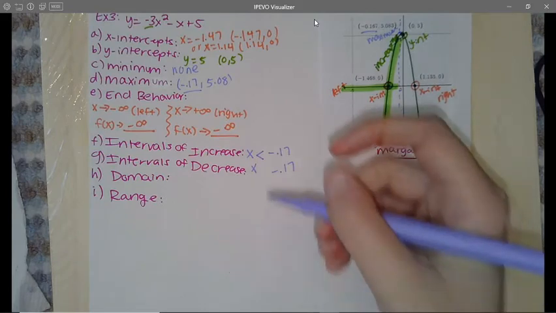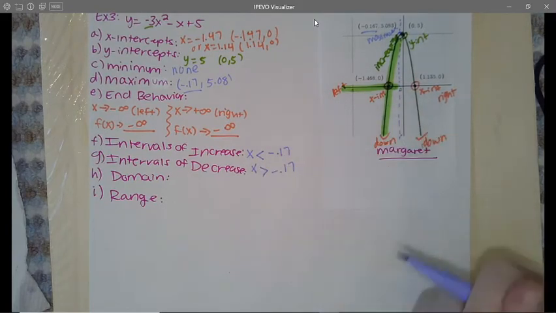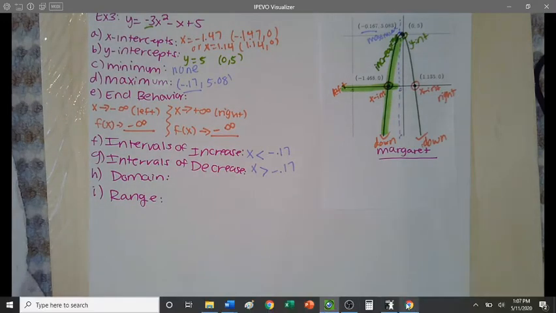Okay, so that means the other one's going to have to be greater than, because one of them is always greater than, and one of them is always less than. But I'll show you still. And again, you guys, you can do that on Desmos.